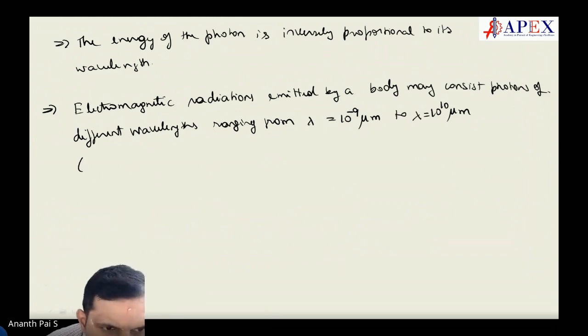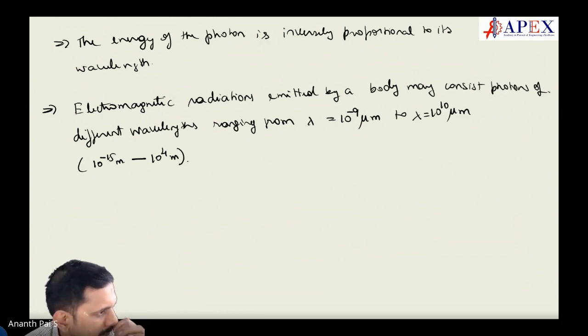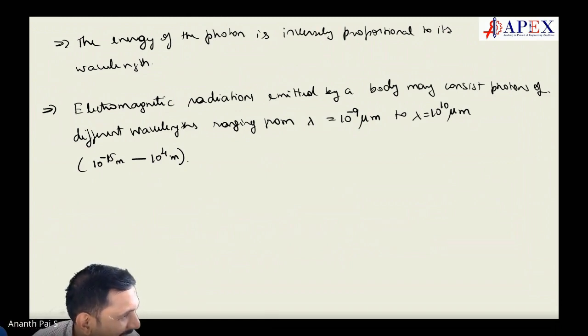This means from 10⁻⁹ micrometer, which is 10⁻¹⁵ meters, to 10⁻¹ meters. See the range. That means electromagnetic radiation can have 10 kilometers as its wavelength. Understand? That's how it can be.